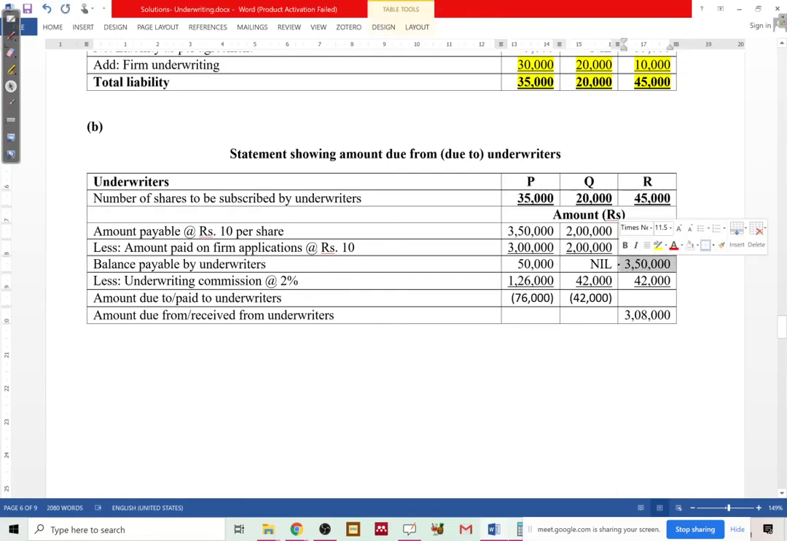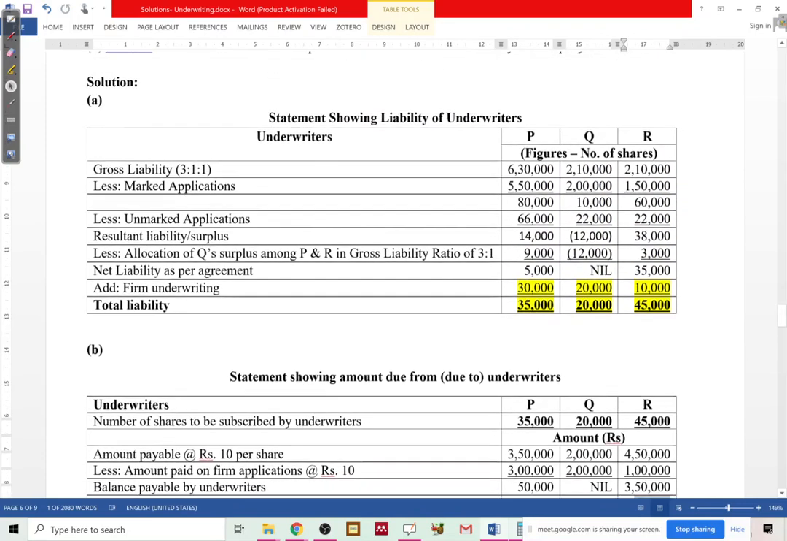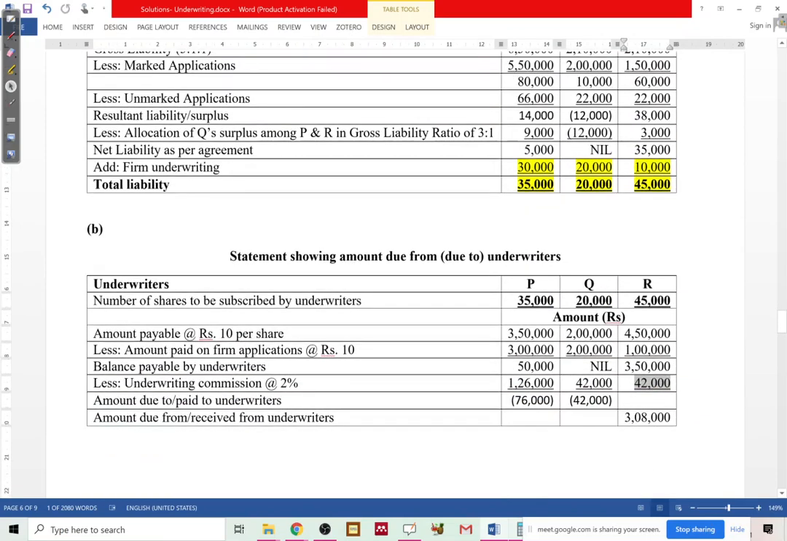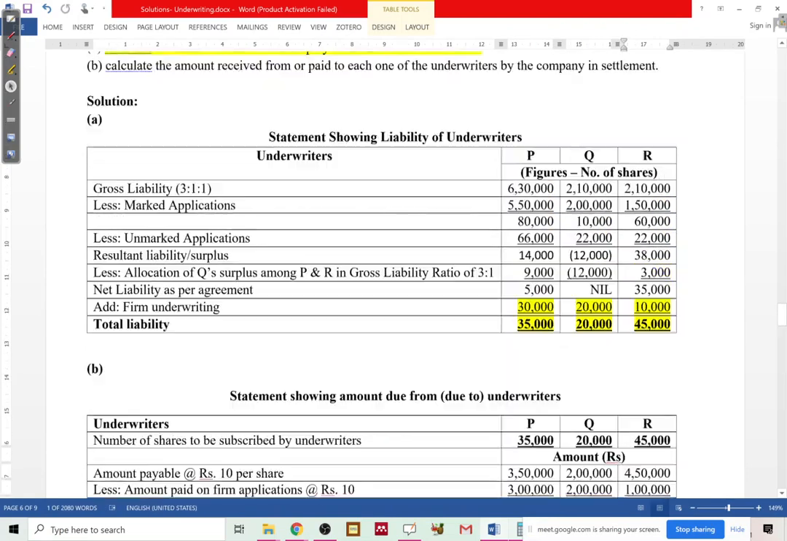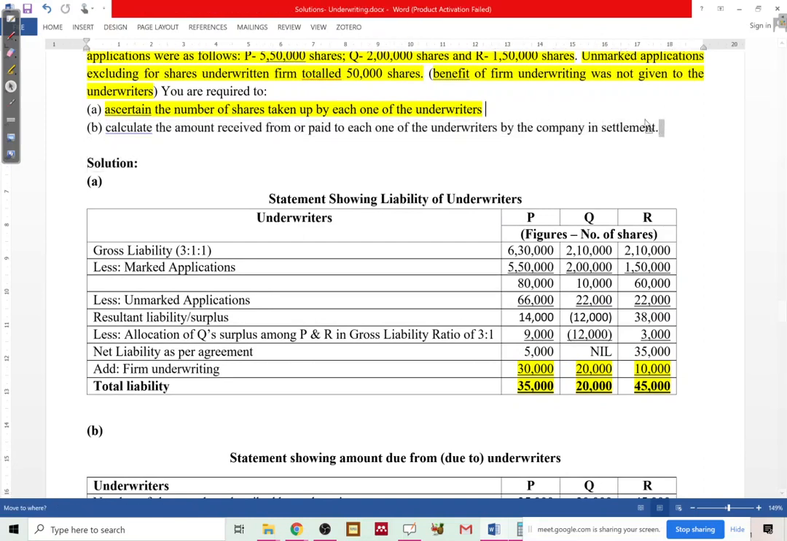R is supposed to pay 3,50,000 to the company, but company owes him only 42,000. That means the balance 3,08,000 he is still supposed to pay to the company. So it is amount which the company is going to receive from the underwriters. Is this clear to you all? So these are our two statements, and this is the amount that is either due to or due from each of the underwriters, and that answers our second question. Okay, and the settlement of all the dues of the underwriters.